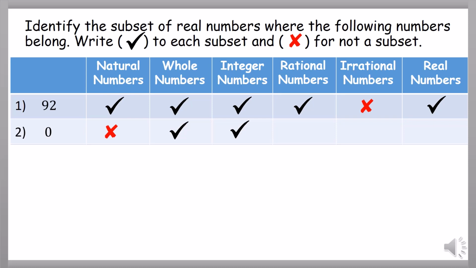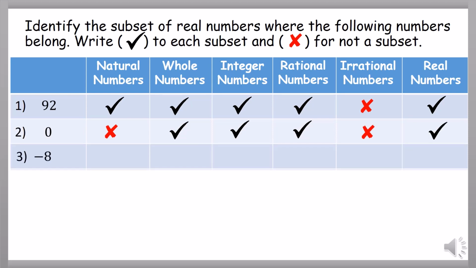Okay, next, is 0 a rational number? The answer is still yes, since it belongs to the integers. Does 0 belong to the irrational numbers? The answer is no, since it already belongs to the rational numbers. Next, does 0 belong to the real numbers? The answer is yes. For question number 3, negative 8.